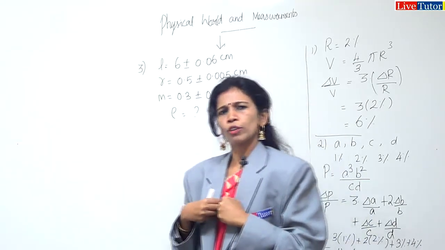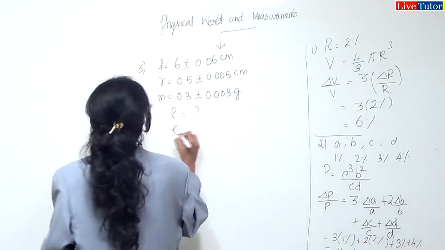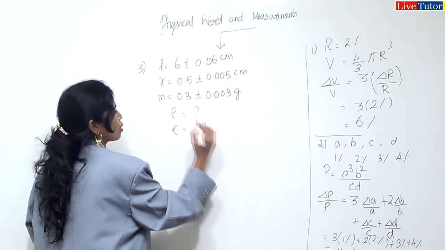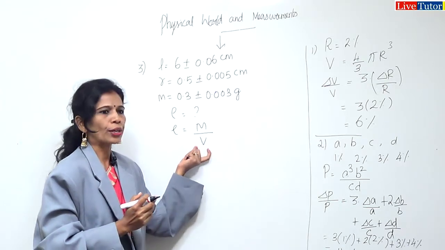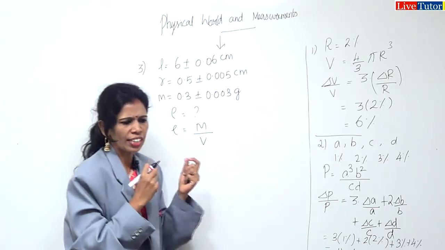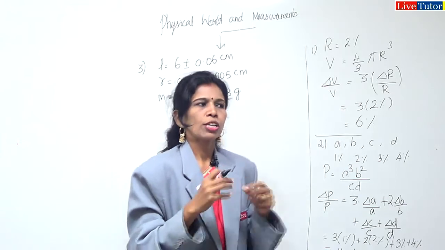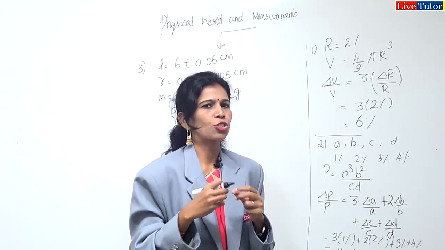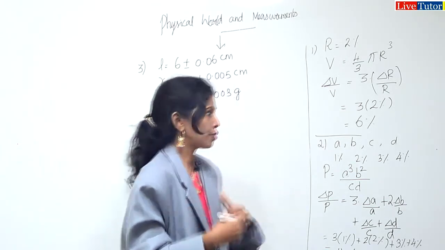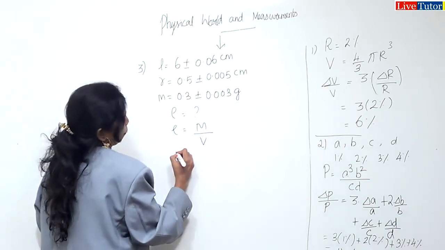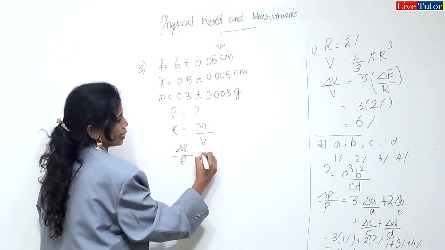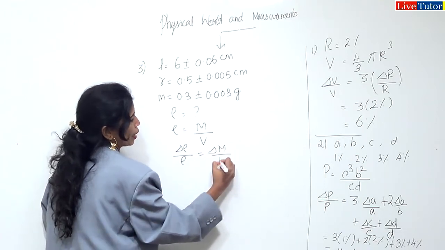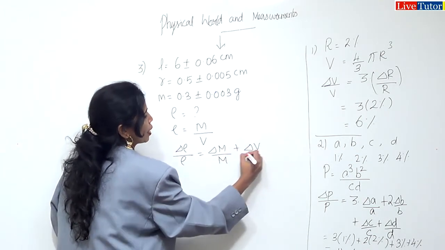What is the formula for density? Again, density is equal to mass by volume. Very good. What is the next step? We should find out the volume. It's given that the object is a wire, so wire means definitely it should be a cylinder. So that we should know. While finding the error, del rho by rho is equal to del m by m plus del v by v.